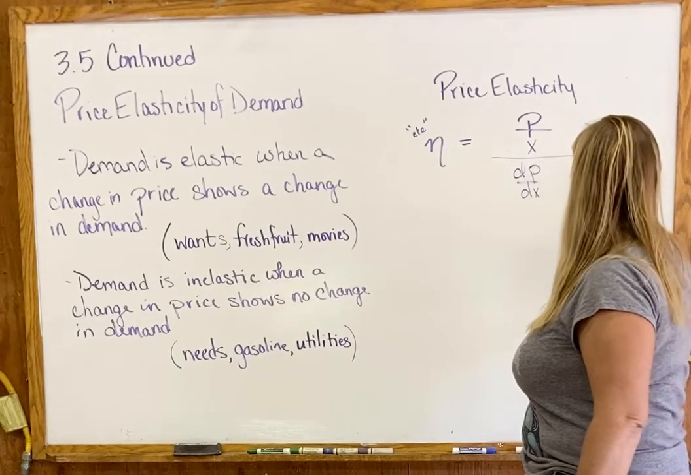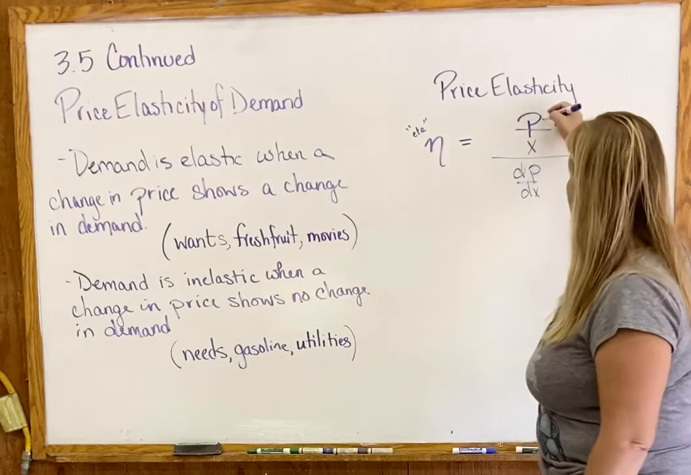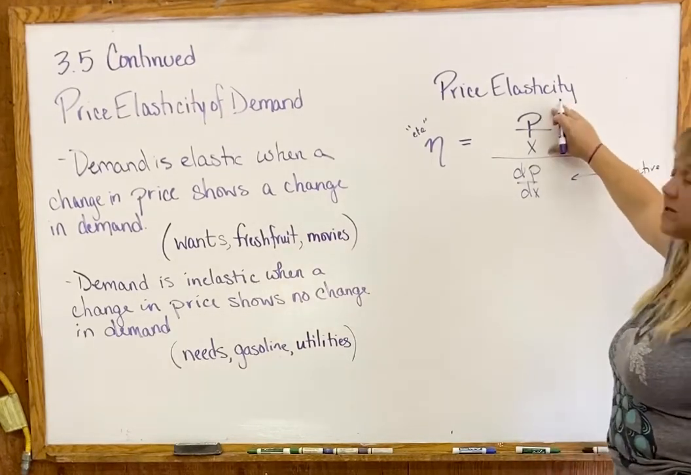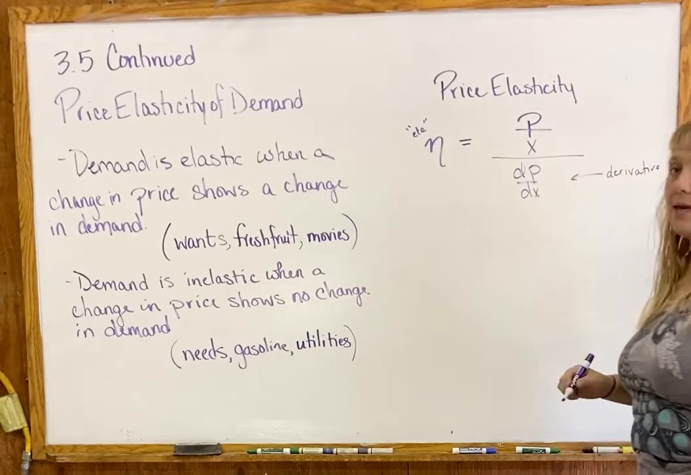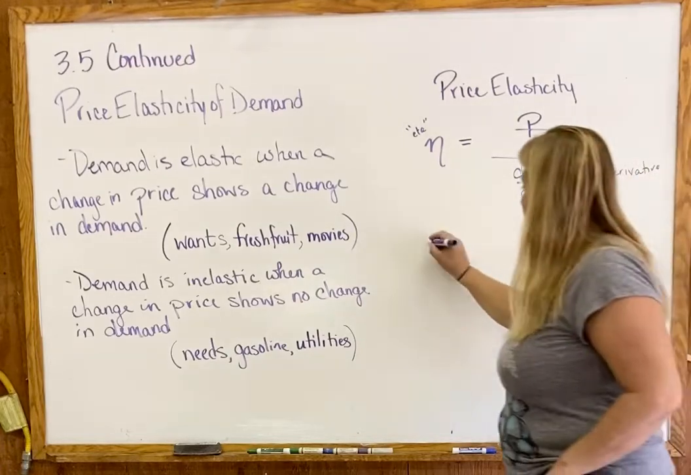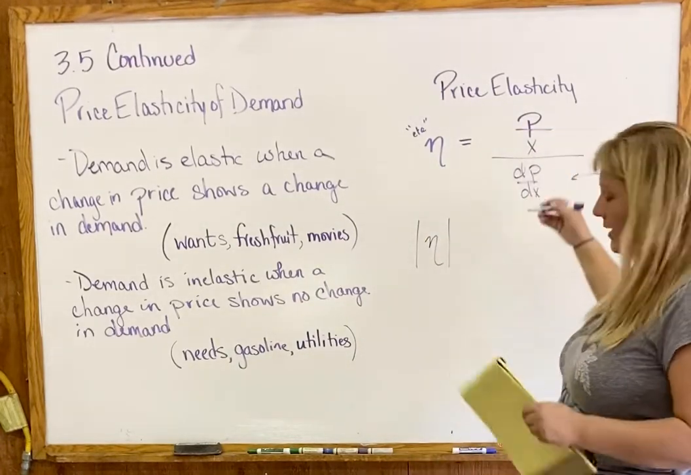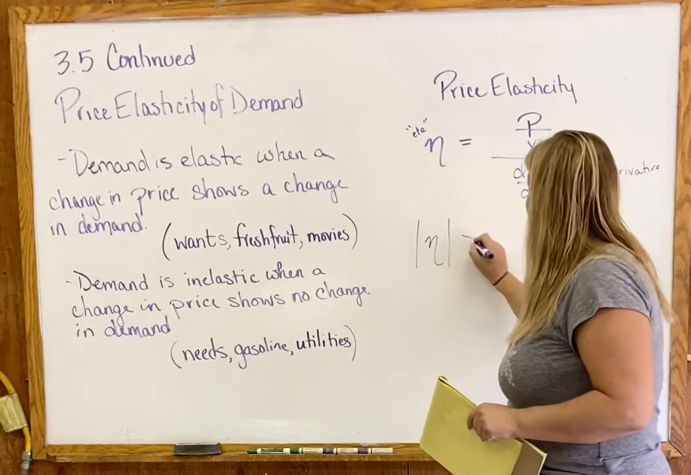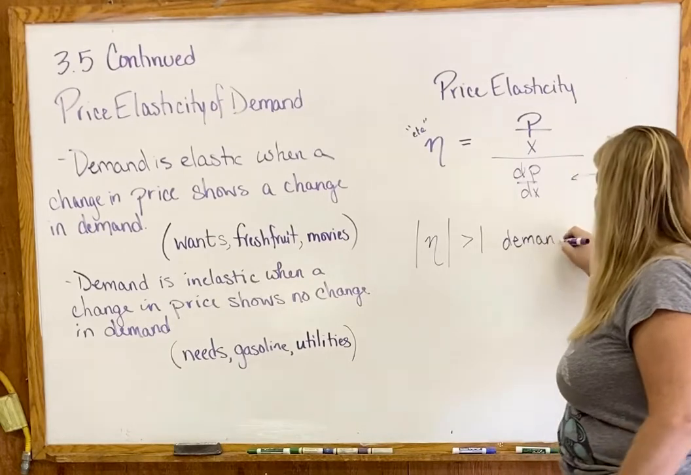Okay, so here's the derivative on the bottom. So we take the demand function, we divide it by x. That goes on the top of the fraction, and then we take the derivative of the demand function and we stick it on the bottom of the fraction. Okay? Now, when we calculate this out, when the absolute value of eta is greater than 1, we say demand is elastic.